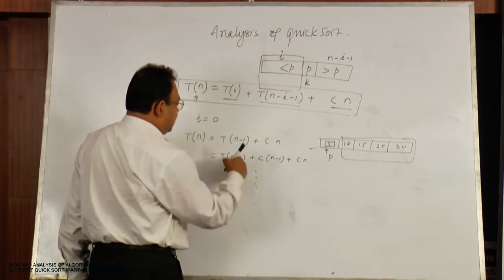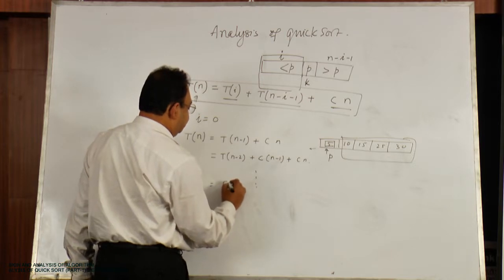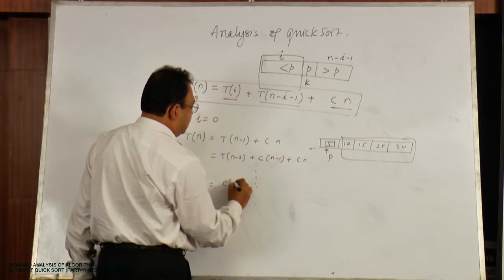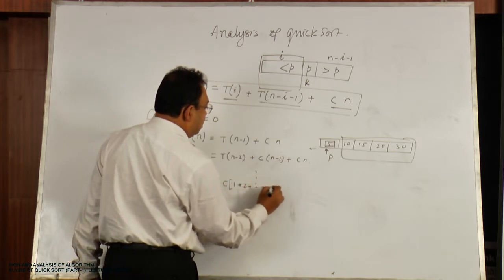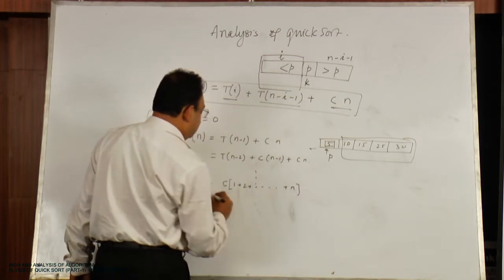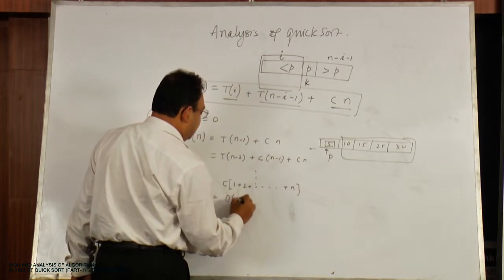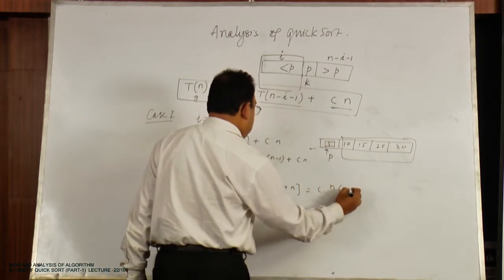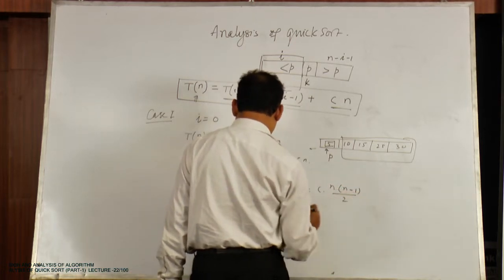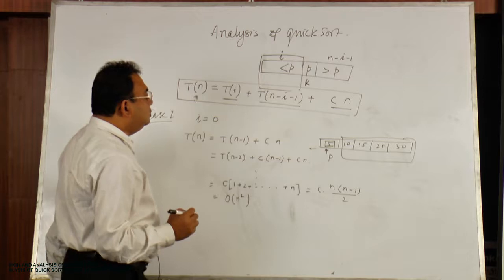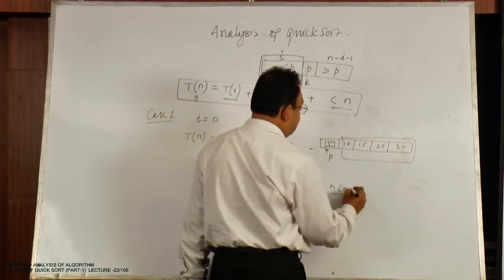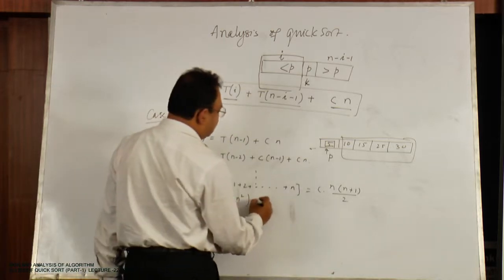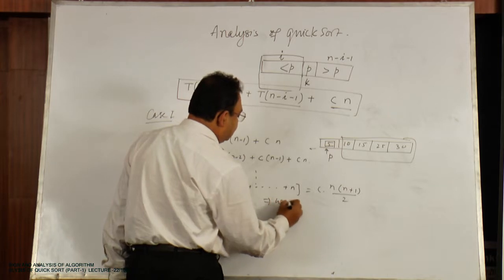So, if we telescope this, then we will have c times 1 plus 2 plus dot dot plus n. This is nothing but order of n squared, because this series is c times n into n plus 1 divided by 2, summing from 1 to n. So, this is order of n squared. So, in this case quicksort is as bad as bubble sort. So, this is the worst case.